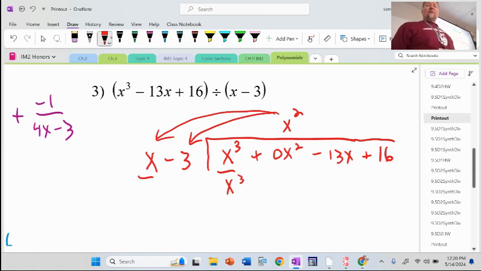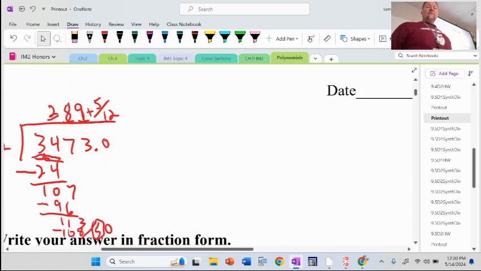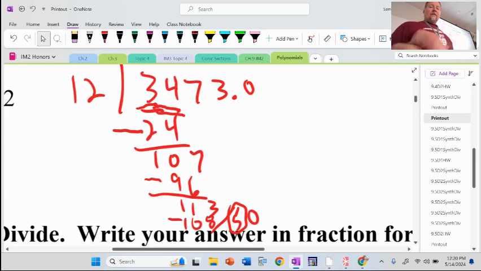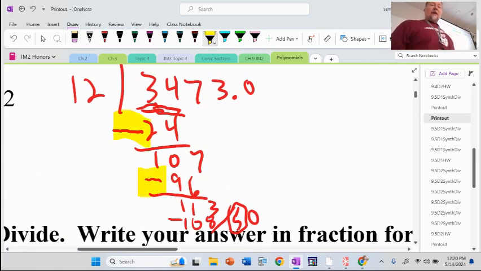This is x cubed. This is minus 3x squared. And then you're going to forget this. What do you do next? What do you do next? Subtract. This is the number one mistake, and I have no sympathy for you. None. Because it's right here. Look. You multiply, then subtract. Multiply, then subtract. You multiply, then subtract.